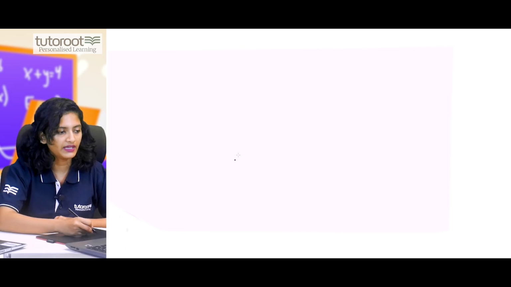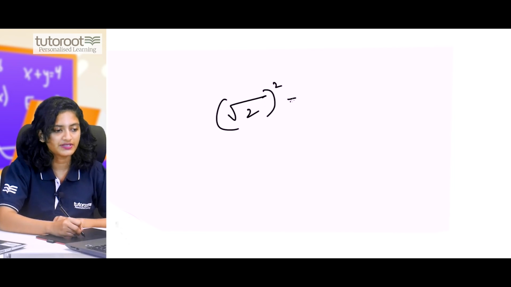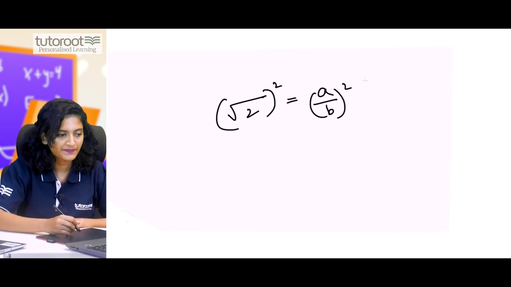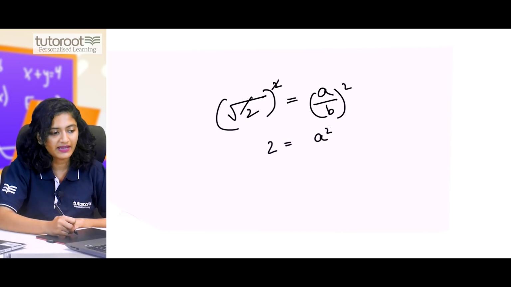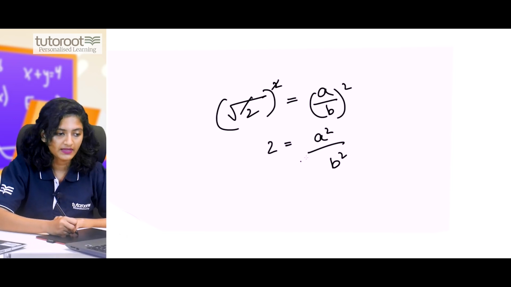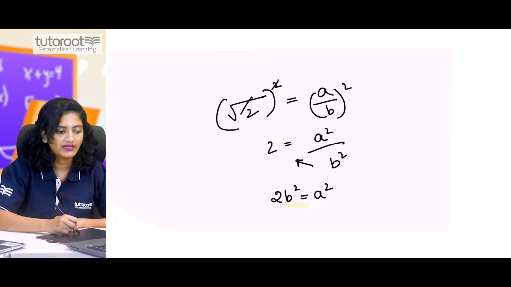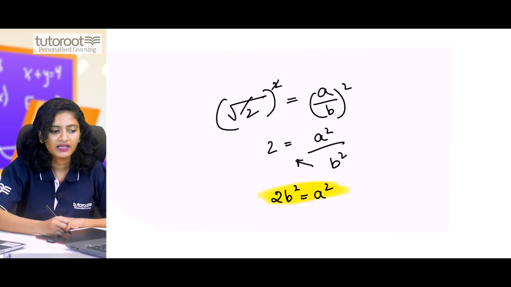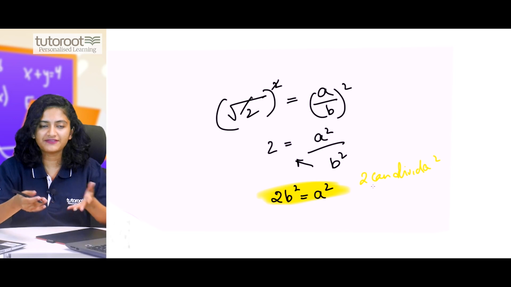Now let's square on both sides. You have root 2 squared, which is equal to A by B whole squared. The square and the root get cancelled, so 2 is equal to A squared by B squared. Now if we cross multiply, B square goes up, so it will be 2B square is equal to A square. This tells us that 2 can divide A square, and that A square has 2 as its factor.